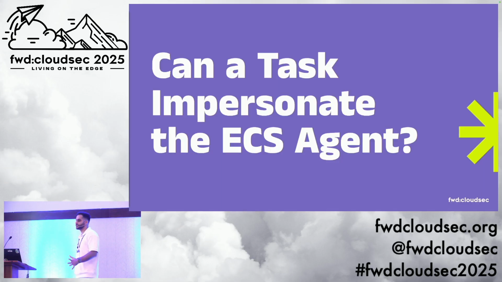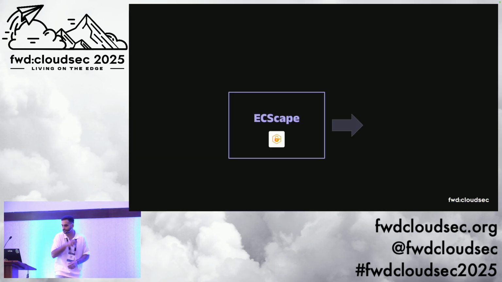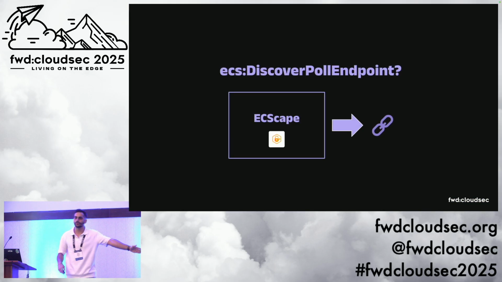So now here's the real question. Can a task impersonate the ECS agent? Let's find out. The first thing we need is the poll endpoint URL, but we don't have the DiscoverPollEndpoint permission. What can we do?